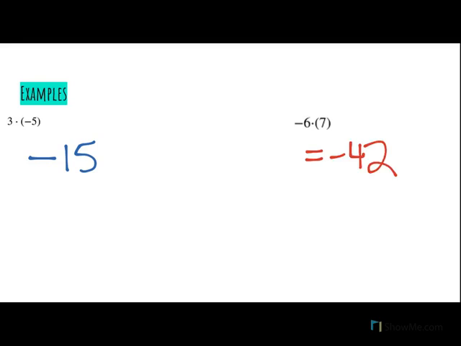All right, and since our signs once again are opposite here, we have a negative and a positive, our answer would be negative, and 6 times 7 is 42. So negative 42 is our solution.